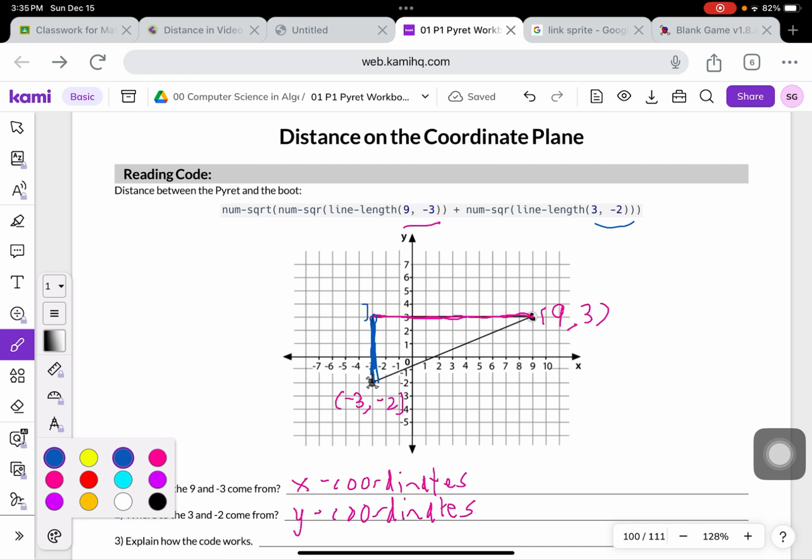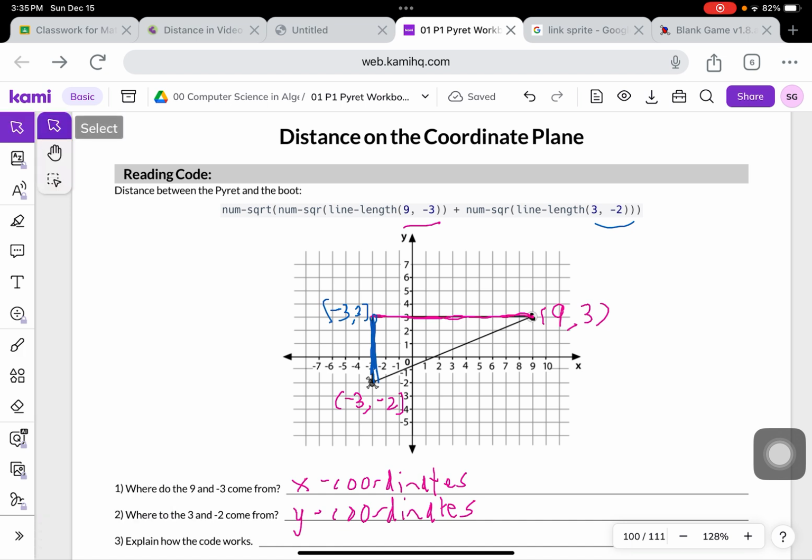And it might help to put this coordinate. This coordinate is negative 3, 3. So if you subtract 9 minus negative 3, you get that horizontal line. If you do 3 minus negative 2, you get that vertical line. And so this is one way to remember, hey, if you're subtracting a negative number, it's adding, because look, you got 3 on the top up here and 2 down here. So 3 plus 2 is the same as 3 minus negative 2.